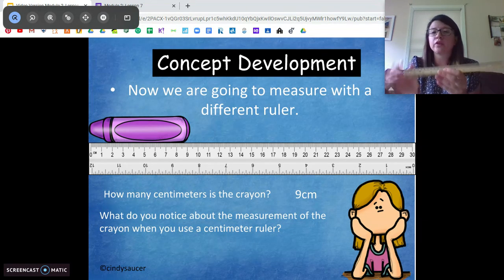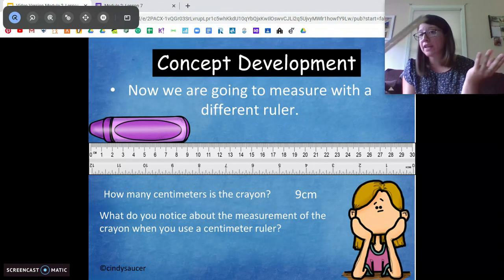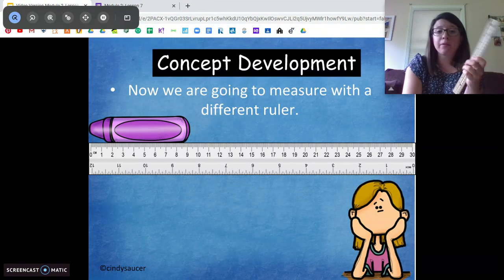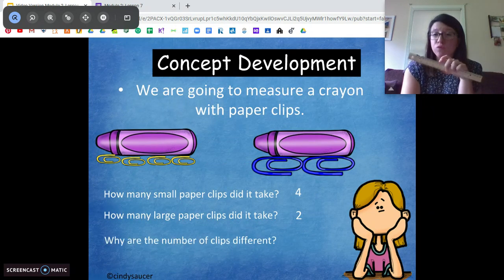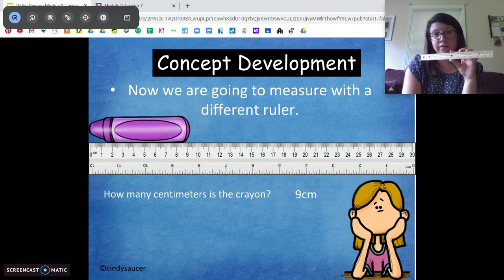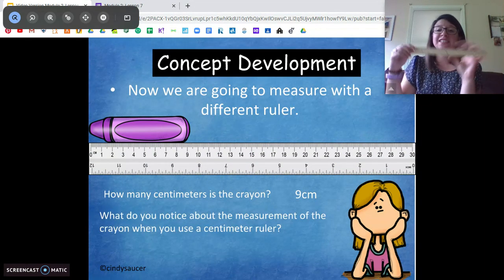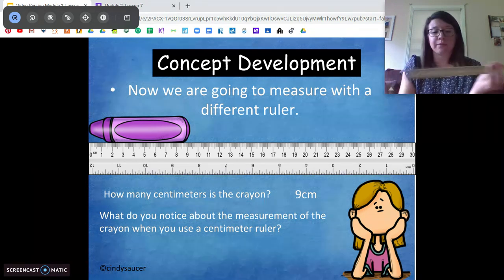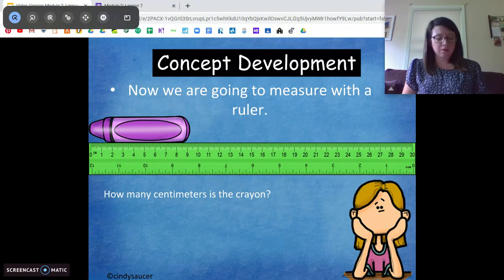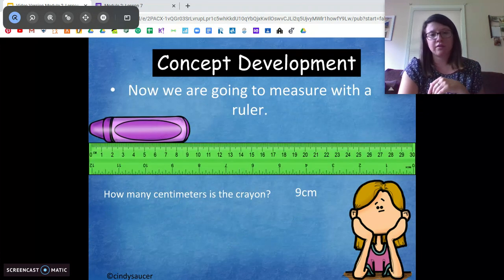So, a ruler or a centimeter is a standard unit of measurement. It's not going to change. That's different from paper clips, because paper clips come in all different shapes and sizes. Rulers and centimeters do not. So a ruler is a standard unit of measurement, whereas a paper clip or a marker is a non-standard unit of measurement.